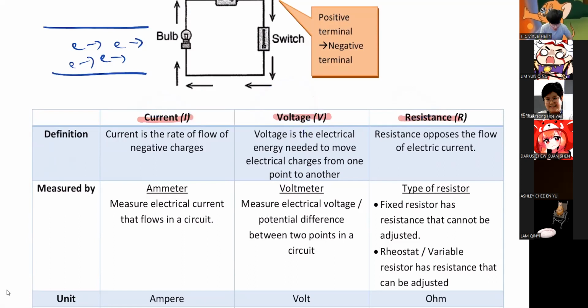All right, so first one, let's talk about current. What is current? Current is the rate of flow of negative charges. Okay, so what does it mean? Very easy. Guys, current is the width of the river.